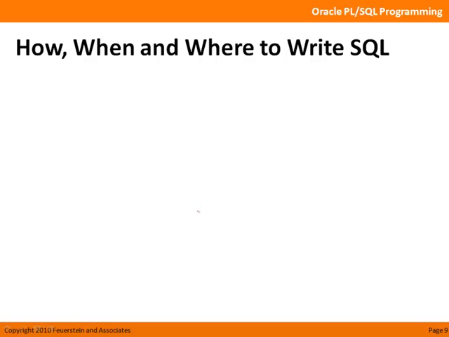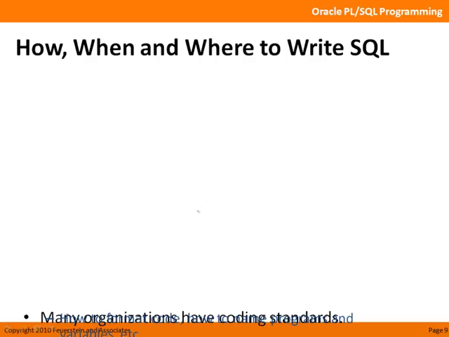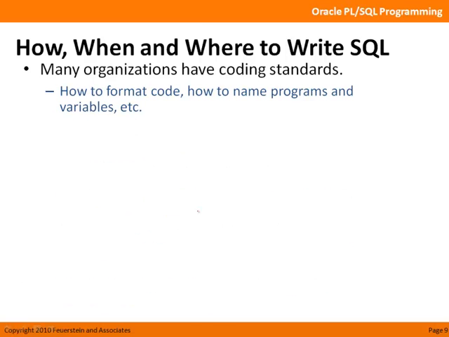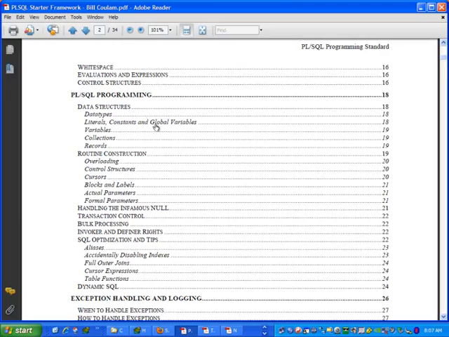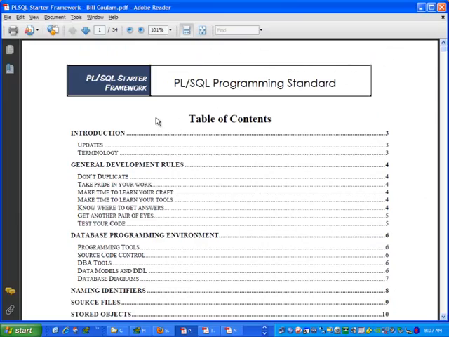Third area of critical standardization, minimum amount of standardization that you should do, is how, when, and where to write SQL. Again, I'm going to cover this at a fairly high level, but I'll be focusing on it more completely in Say Goodbye to Hard Coding and Best Practices for Writing SQL. But here's the thing for you to think about right now. Many organizations, including I'm sure yours, have some kind of coding standards. How should we format our code? How do we name our programs and variables, etc.? The kind of things that are covered in these standards documents which I just showed you.